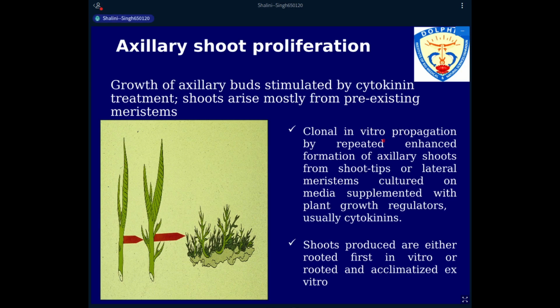Clonal in vitro propagation is done by repeated enhanced formation of axillary shoots from shoot tips or lateral meristem, cultured on media supplemented with plant growth regulators, usually cytokinin. Shoots produced are either rooted first in vitro or they are acclimatized ex vitro.